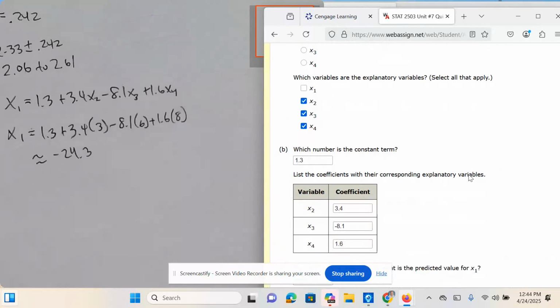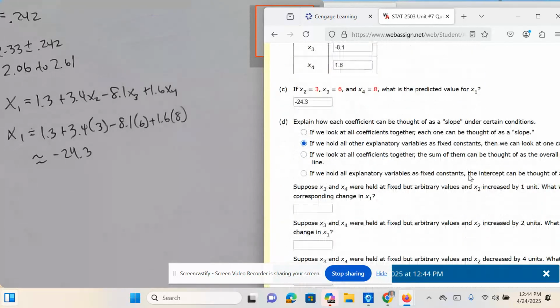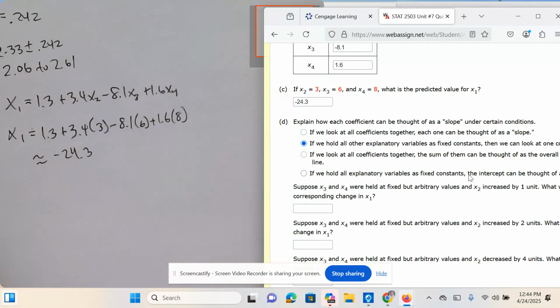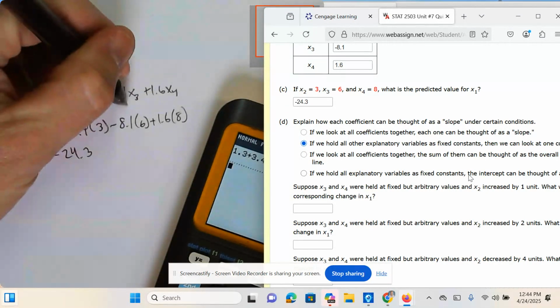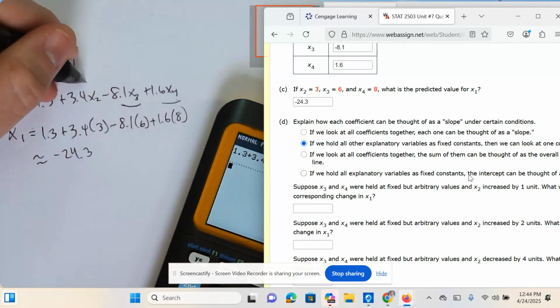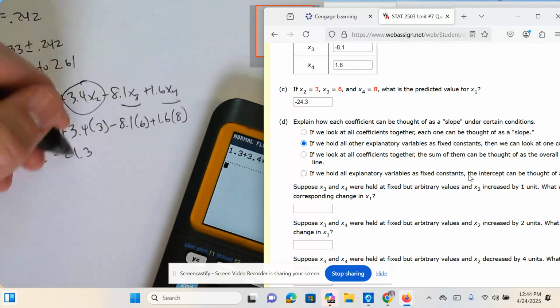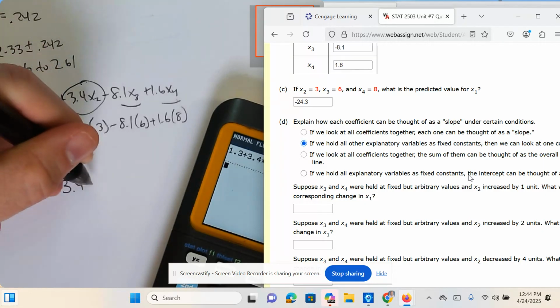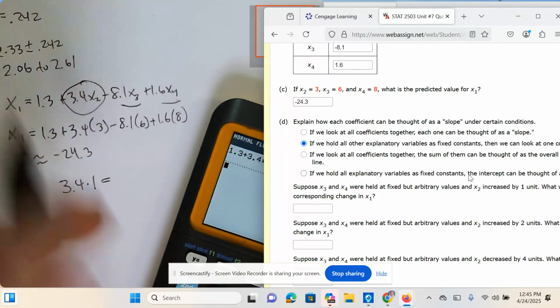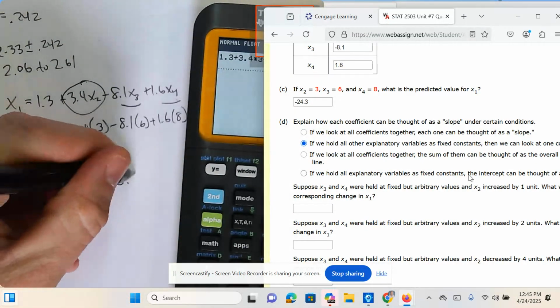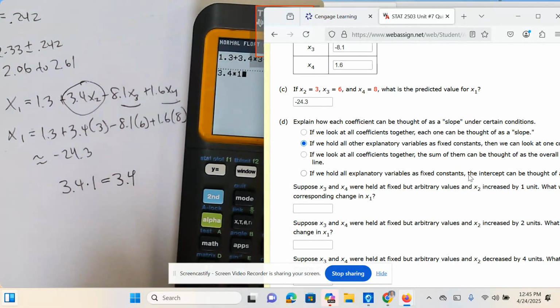Now, suppose x3 and x4 were held fixed at arbitrary values, and x2 increased by 1 unit. What would be the corresponding change in x1? So what happens if we fix x3 and x4 and we change this? If we increase it by 1 unit, it would be that slope times the number of times it's changed. So 3.4 times 1.